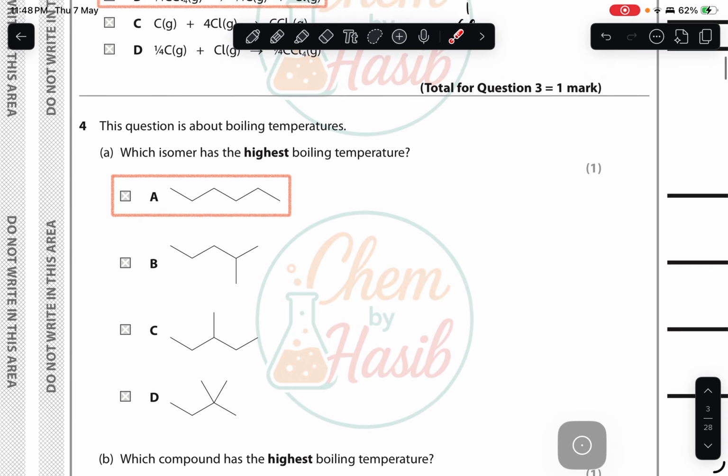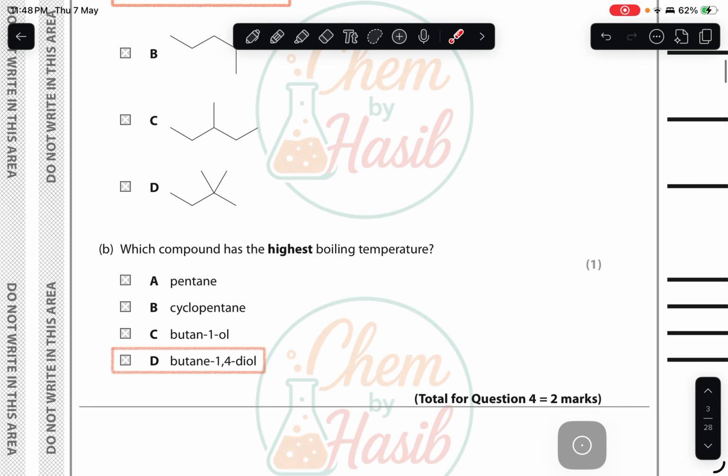Then we move on to question number 5, which says which compound has the highest boiling temperature? Of course, D will have the highest boiling temperature. A is non-polar, B is non-polar, they don't have hydrogen bonds. C is polar, C has OH in it, so C can form hydrogen bonds. But D is a diol, it has 2 OH groups, so it forms a greater number of hydrogen bonds than C. That is why D will have the highest boiling temperature.